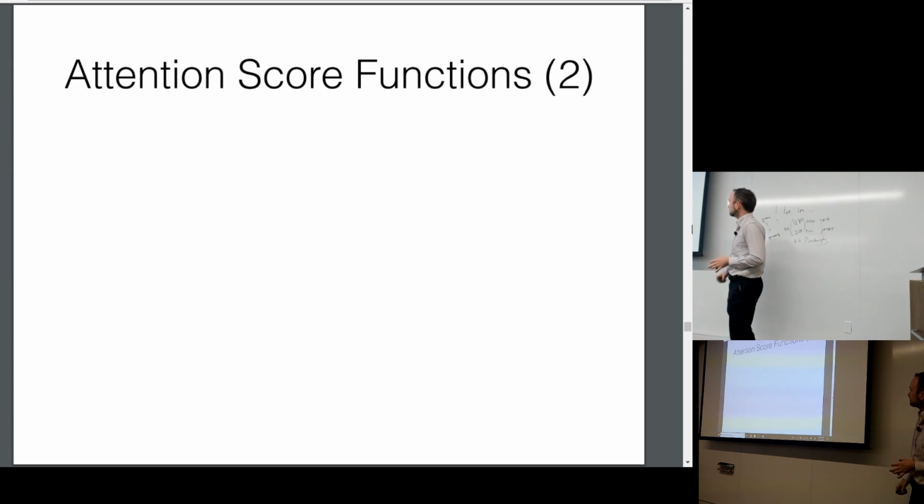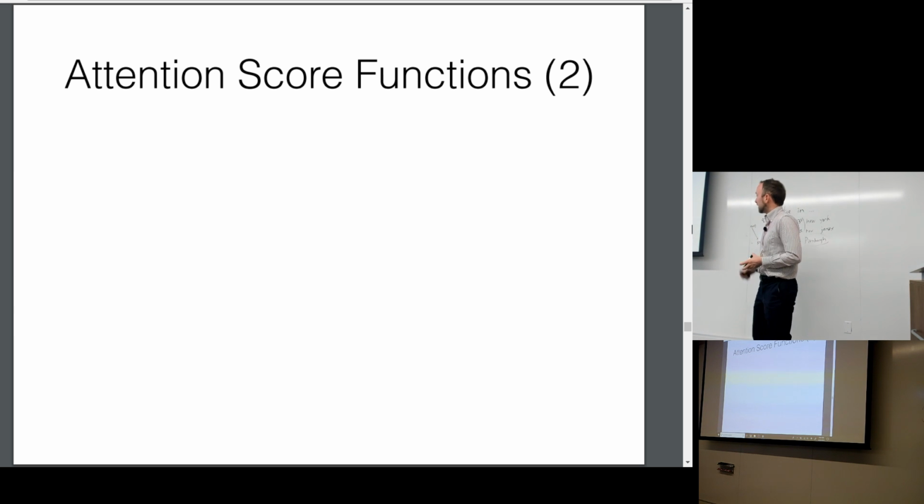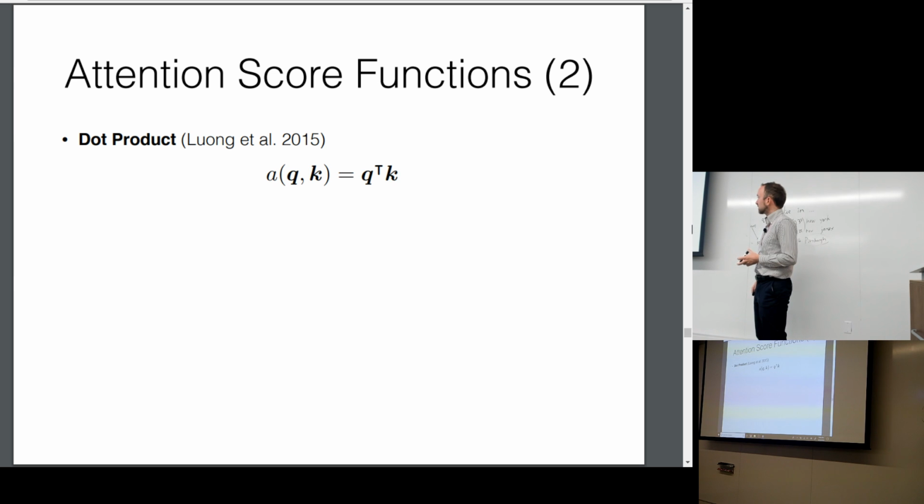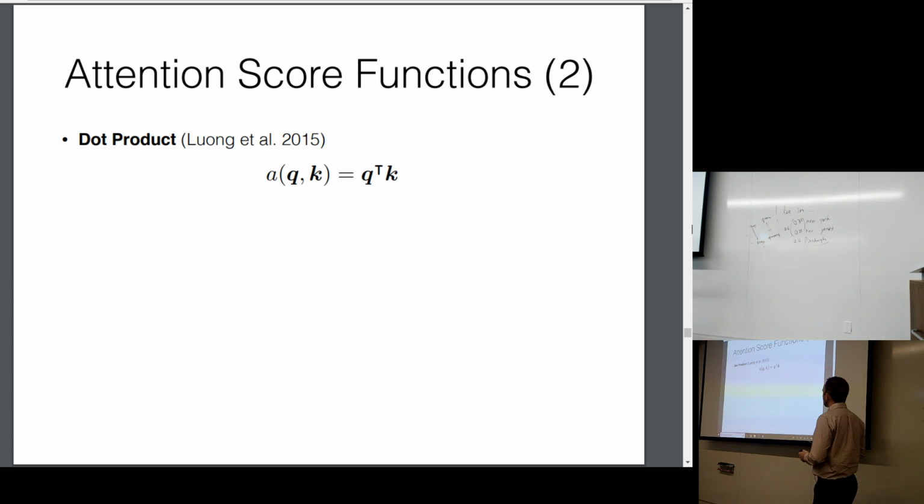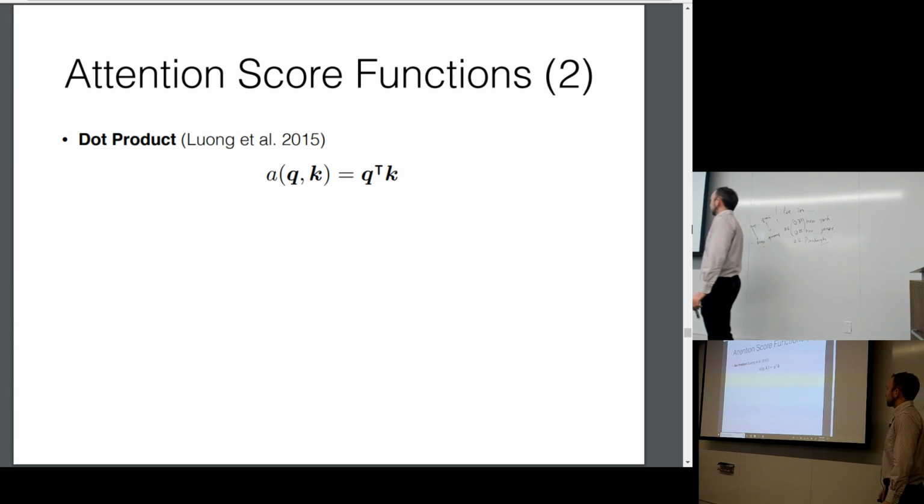OK. So there's also some other attention score functions that you should be aware of. Another one is dot product. This is taking the idea of this to the extreme. This is saying the key and the query vectors need to be in the same space, exactly the same space. So you just take the dot product between these two and use that as your score function.